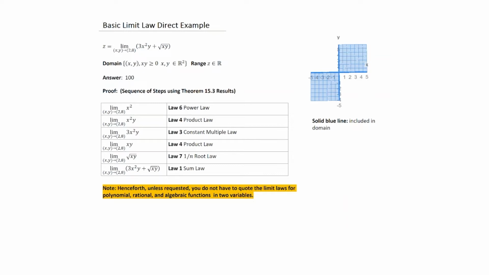Then we move to the second term. xy, the limit exists because of the product law. The square root of xy exists because of the 1 over n root law. And finally, we add the 2 functions together, and basically the limit exists because of the sum law. So effectively, this is the sort of procedure used to prove the limit exists. You could have done it in a different sequence of steps, which is fine. We're not going to ask you to go through this procedure every single time when you see rational functions. This just shows you how it would have been done on a relatively simple problem.